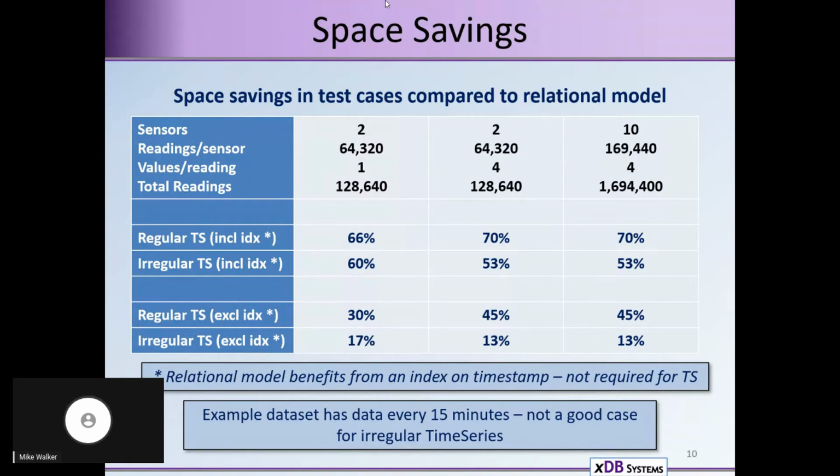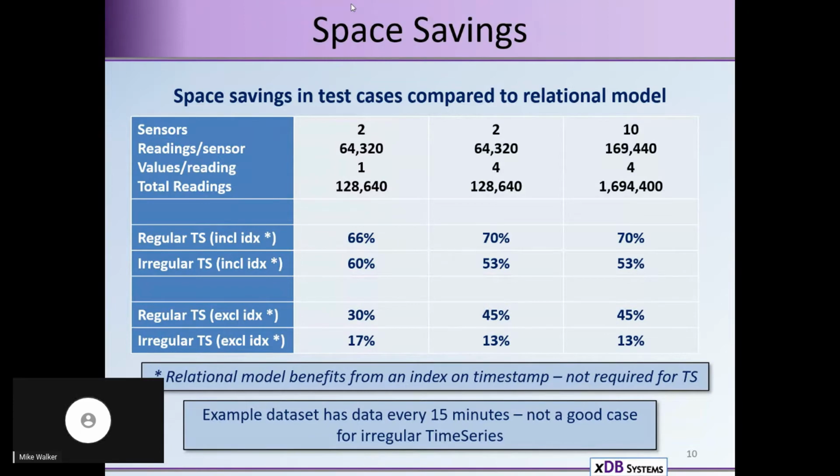Now, I've got two sets of numbers here, a set that includes an index and a set that excludes the index. My thinking here was that with the parent-child relational model, you'd have the overhead of an index that you'd need on those child records so that you could pick data for a certain time range. With time series, all the indexing is internal, so we can save space by not having that index that we'd have in the relational model. But I looked at it both ways: how much space would we save compared to a relational table with that index and without?